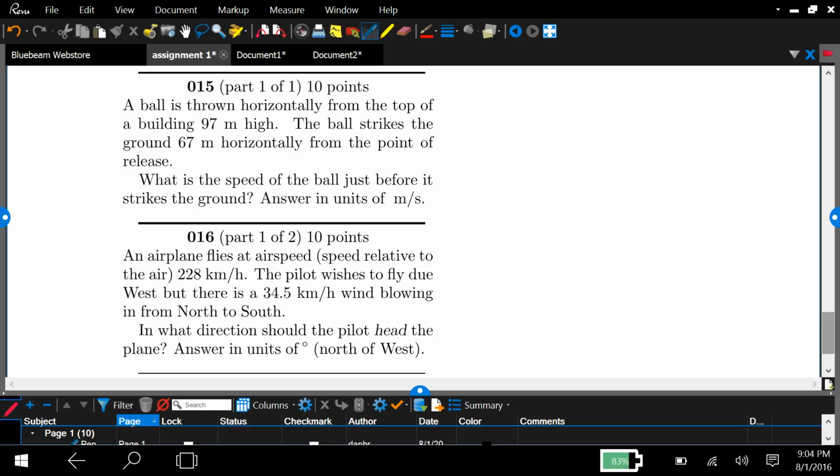Number 15 is a little harder and involves an idea that you need to wrap your head around. So for number 15 here, we're going to have a building, and there's a ball that is thrown horizontally off a building. Okay, so here is a person, and they have a ball, and it's going to throw off, and as you might expect, it'll kind of arc and make a parabola shape down to the ground, and it's going to land 67 meters horizontally from the point of release. That is, if it was to drop straight down, it would land right at the end of my arrow, but instead it lands 67 meters away. The building is 97 meters high.